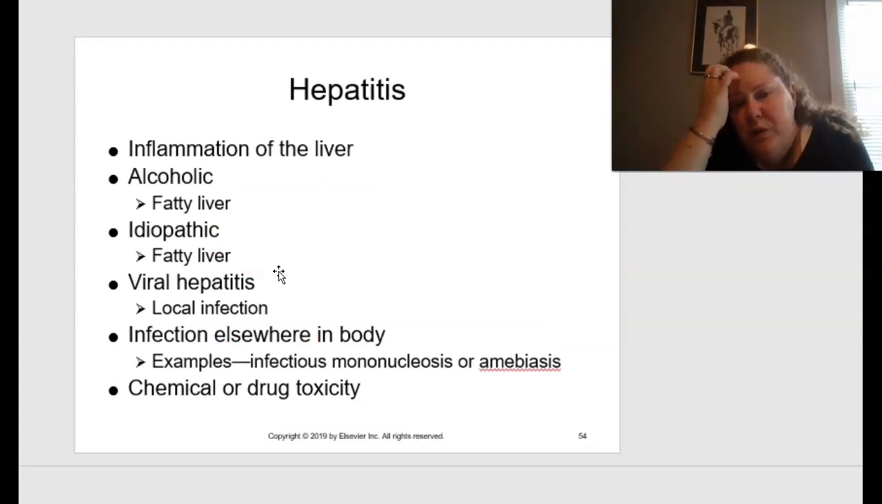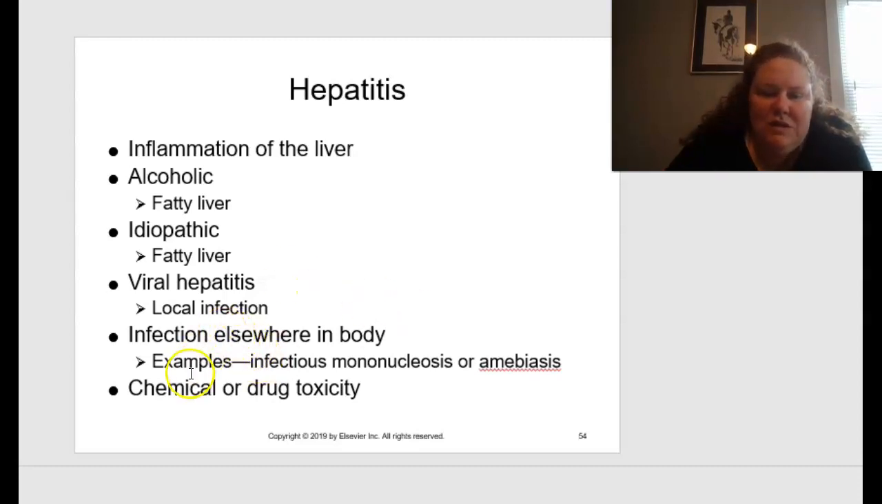Hepatitis is a big one, and this is inflammation of the liver. It can be from alcoholism, and this can cause fatty liver. It can be idiopathic, which is a fatty liver. It can be from a viral hepatitis, which would be a local infection. It can be from infections that occur elsewhere in the body, and some examples would be infectious mononucleosis, so mono, or amoebiasis. And also this can be due to chemical or drug toxicity.